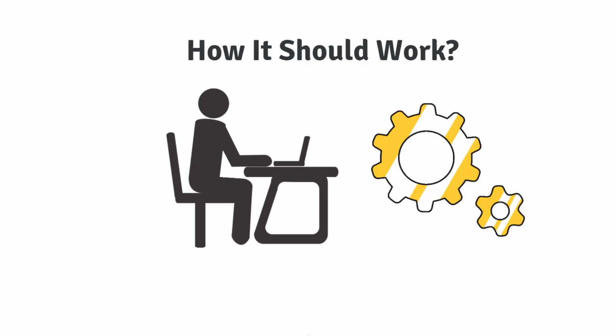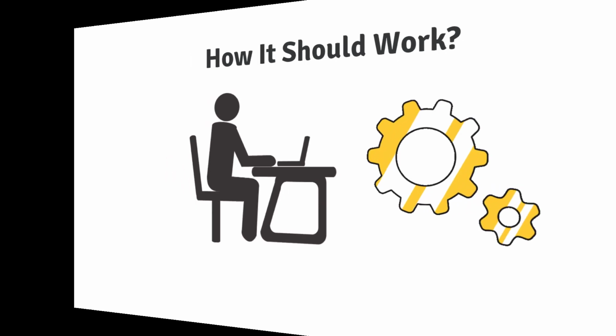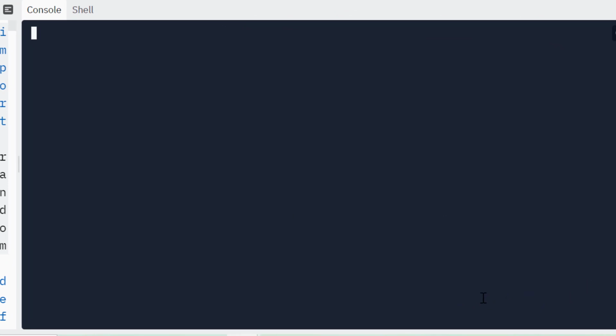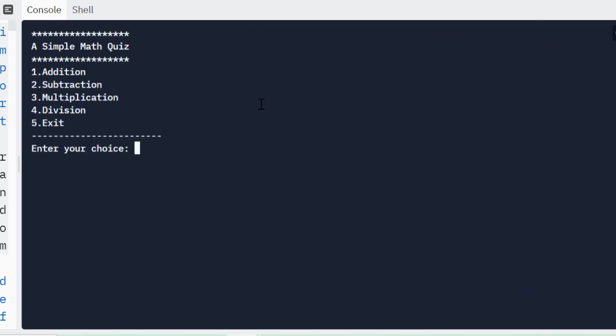Let's head back to the REPL editor to see the output. So I am in the REPL editor. Let's see once the program is created how it should work. Let's say I run it. A user will get a simple maths quiz. Then the options are displayed to the user, and the user has to choose between these operations. 5 is the option to exit, and the rest are number operations.